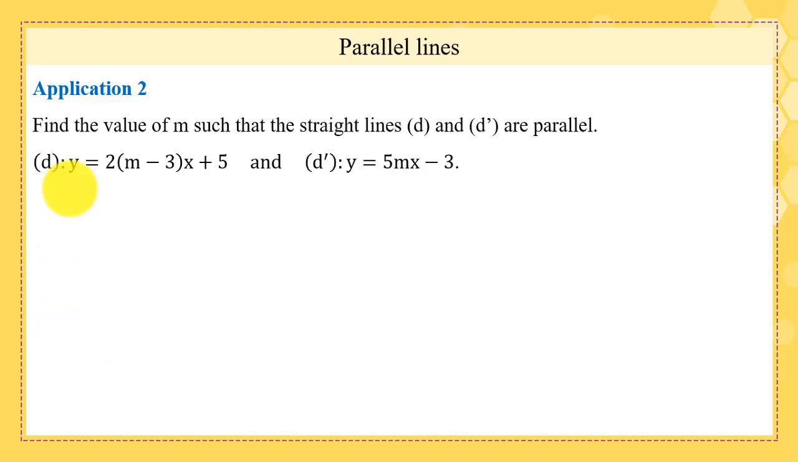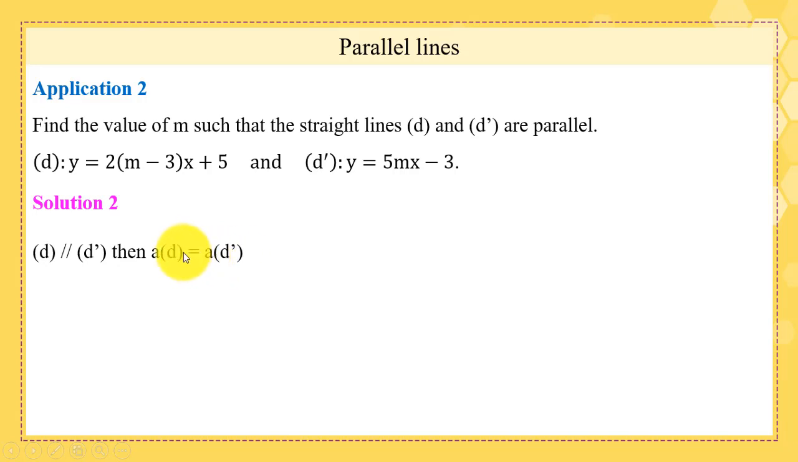Application 2. Find the value of m such that the straight lines D and D prime are parallel. Pause the video and solve this application. Solution. As we know, the straight lines D and D prime are parallel, then the slope of D is equal to the slope of D prime. D is parallel to D prime, then a of D equals a of D prime.